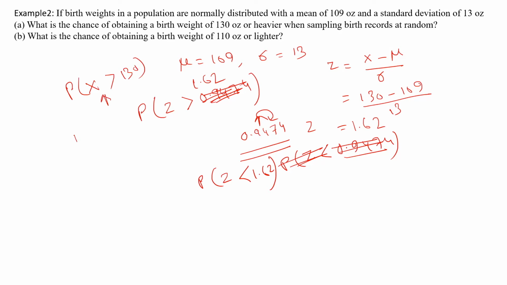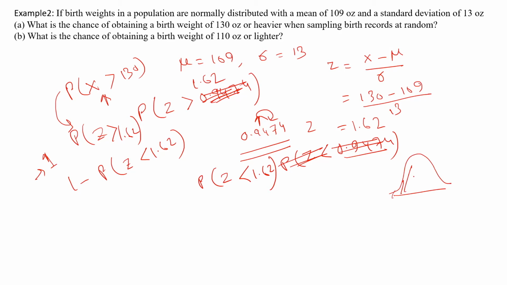Either you say this or you say Z greater than 1.62, because we have converted our normal distribution to a standard normal distribution. So now we will say P of Z greater than 1.62. That is nothing but 1 minus P of Z less than 1.62, because the whole area is 1. This is one of the characteristics: the whole area is 100%, or in other words, we consider it as 1. So 1 minus the probability of Z less than 1.62, which is 0.9474.